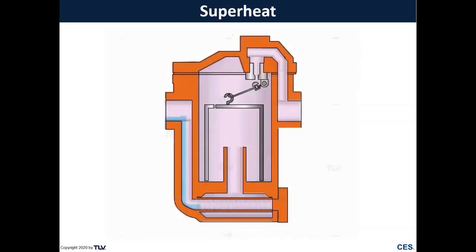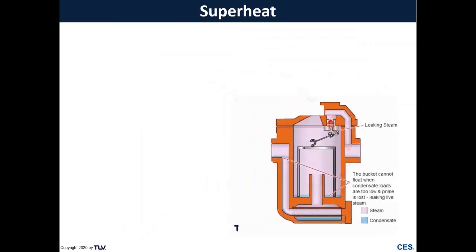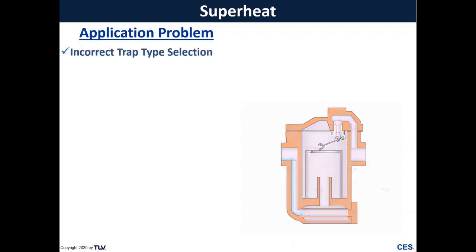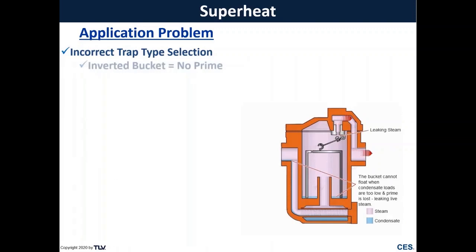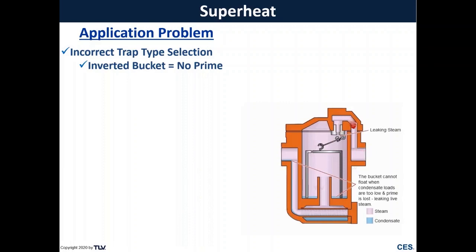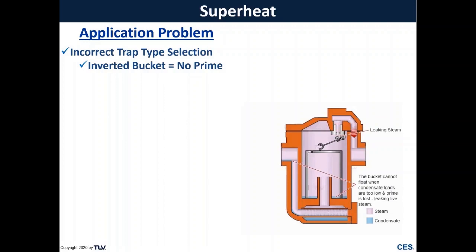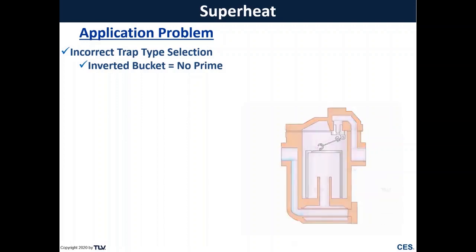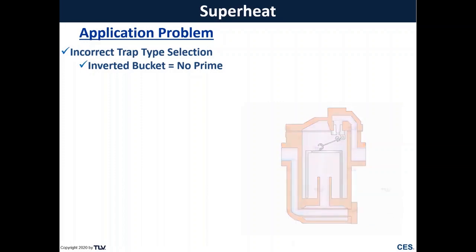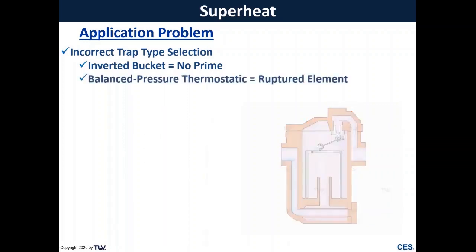Next is going to be superheat. Superheat is a specific application where the steam is at a higher temperature than saturation. And depending on what steam trap you install, you can have issues with that. So if you select the incorrect trap type, such as an inverted bucket, superheated steam has a low condensate load, and therefore, along with the extra heat evaporating the condensate in there, you can end up where the bucket trap will not have any prime, and it will never be able to float up and close off. And this causes the steam trap to just leak through.